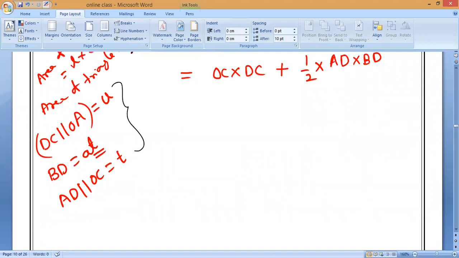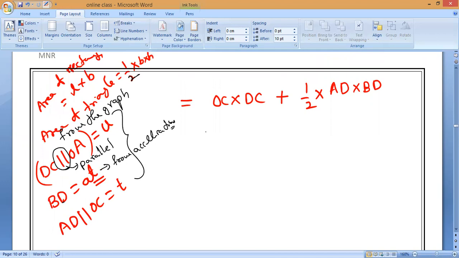So from the graph, DC is parallel to OA. This symbol indicates parallel. DC is parallel to OA, which is equal to U. BD is equal to AT. We already know that part from acceleration, we derived it in equation one. And AD is parallel to OC, which is equal to T. Now, substitute the values. OC is equal to T.